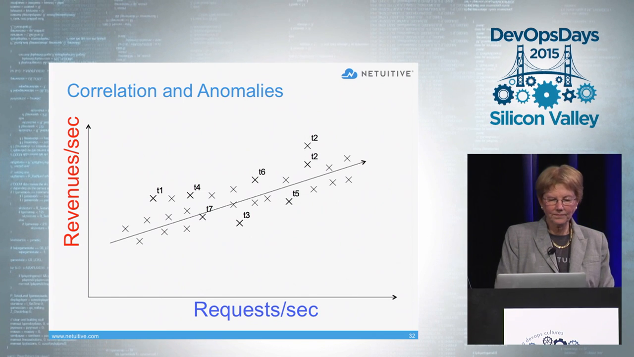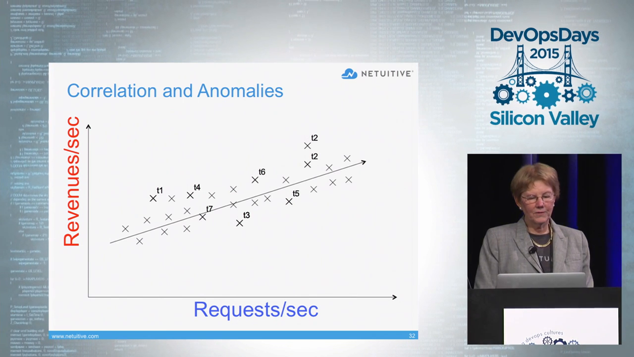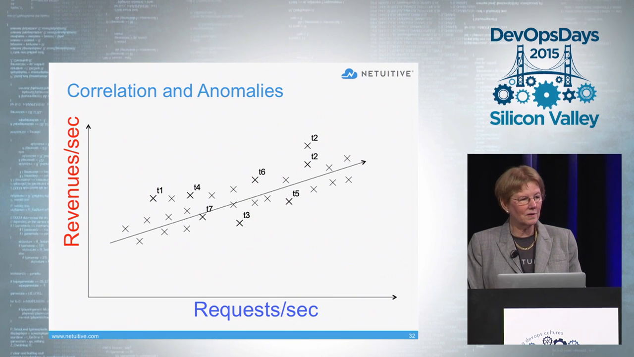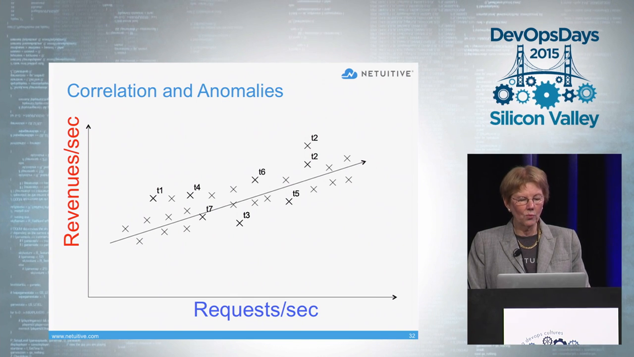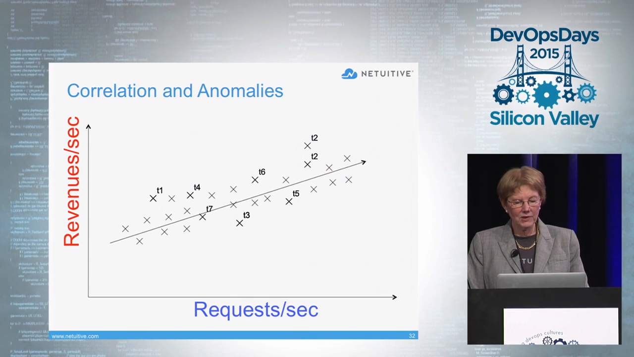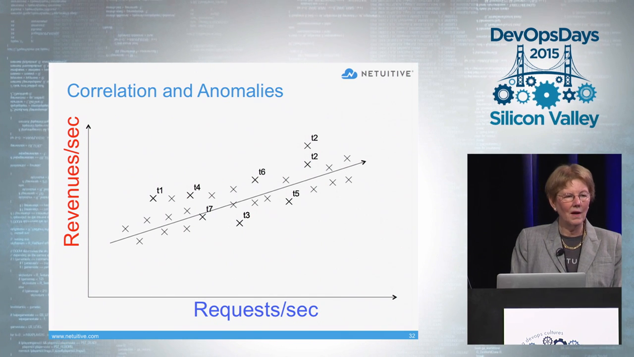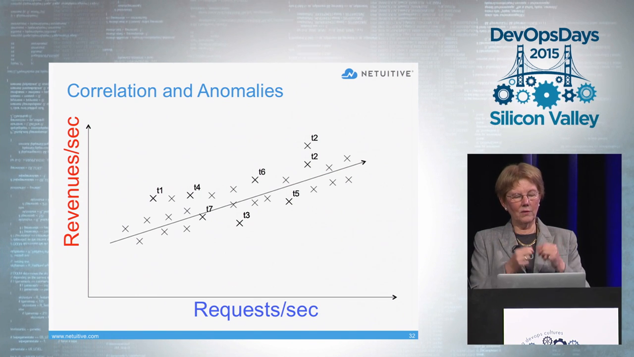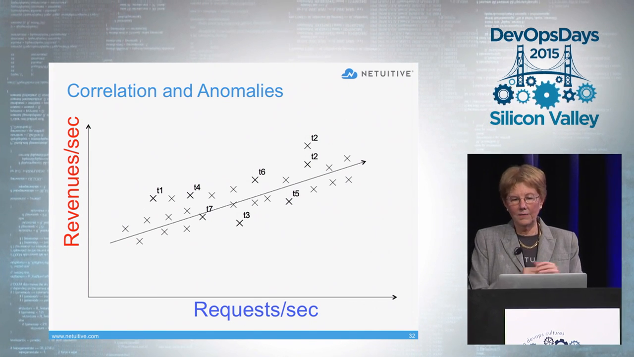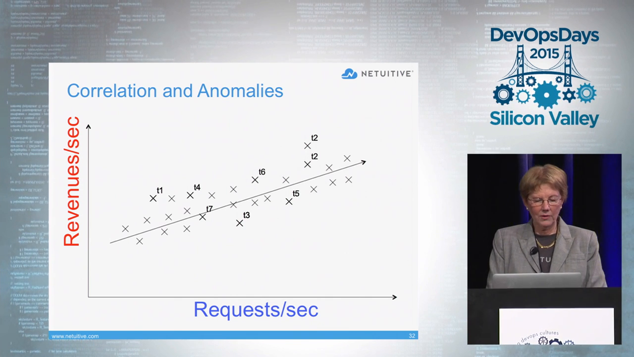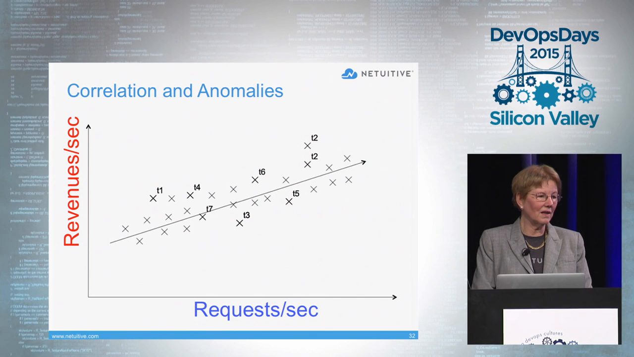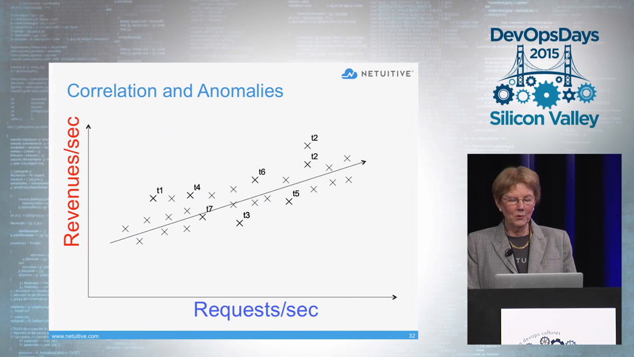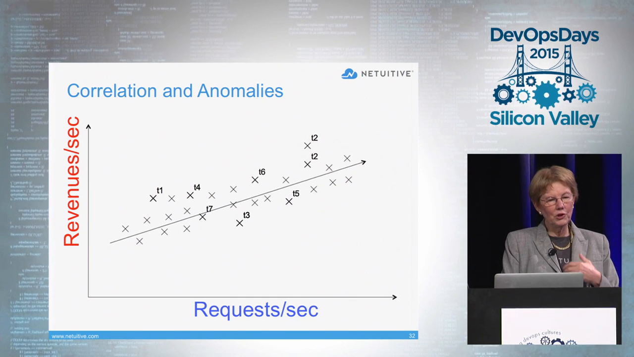Here's an example. We're looking at a very small collection of two metrics. The metrics are tracking requests per second over time, and revenue per second over time. Each of these X's on this graph is a pair: a value of the number of requests and the corresponding value of revenue at the same time. If you plot these all, this is called a scatter plot, and you use a model like linear regression, which maybe you remember from college or high school, then basically you can use this information.